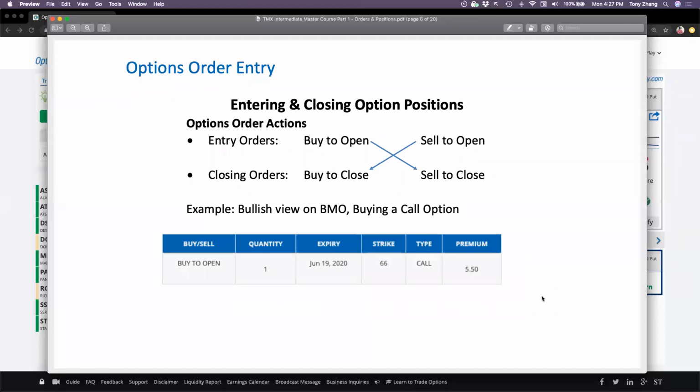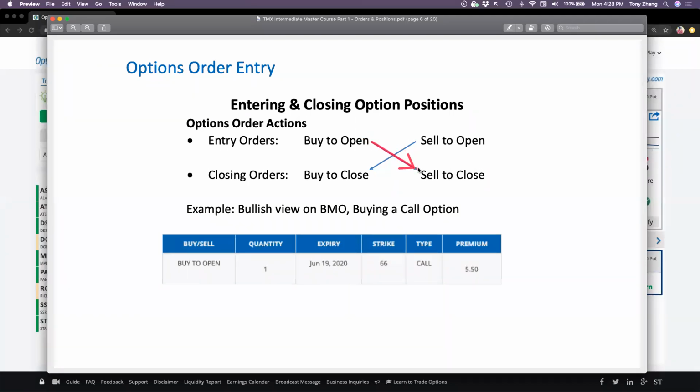So now that we've talked about entering an order, let's talk about closing orders. When you enter a to open order, the corresponding closing transaction will always be a to close order. So you can either buy to open to establish a long position, in this particular case a long call or put, or you can establish a sell to open, which is effectively a short position on a call or a put. Now, depending on which one you first enter the position in, you must make sure that you use the corresponding closing order in order to get out.